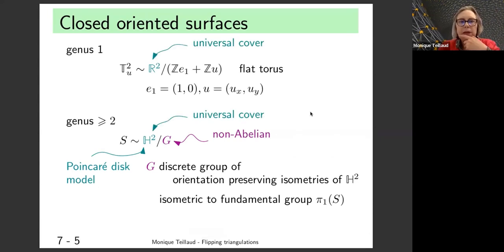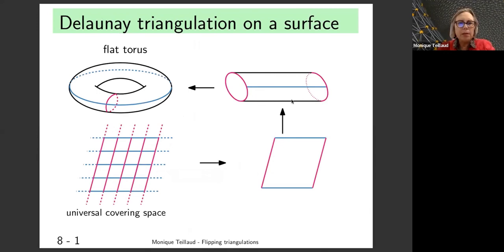The universal cover in genus one of the flat torus is R2, the Euclidean plane, whereas in the hyperbolic case, it's H2. And we denote the projection from the universal cover to the surface by pi. So this is the general definition that we will use. Concretely, a more intuitive way: the flat torus can be seen as what you get topologically by identifying the opposite sides of a parallelogram. And the universal covering space is infinitely many copies of this parallelogram.